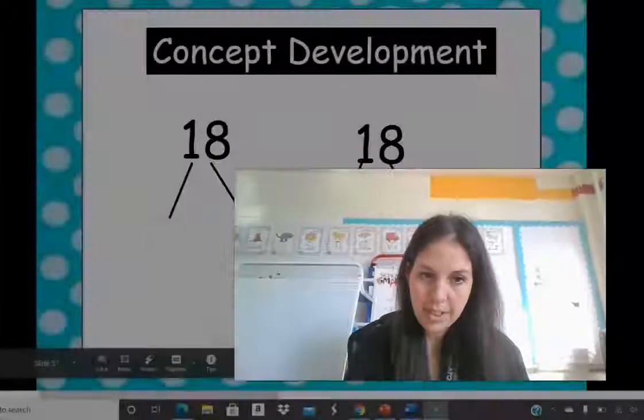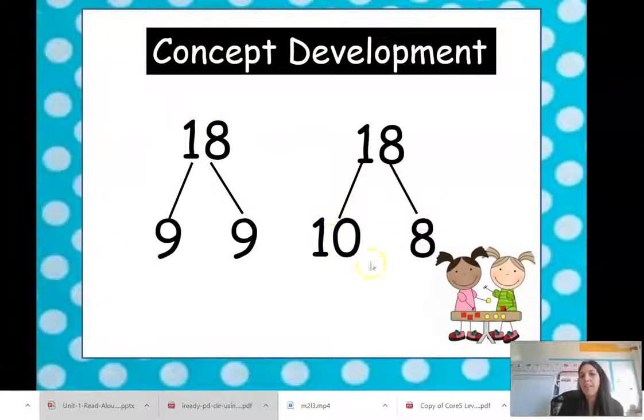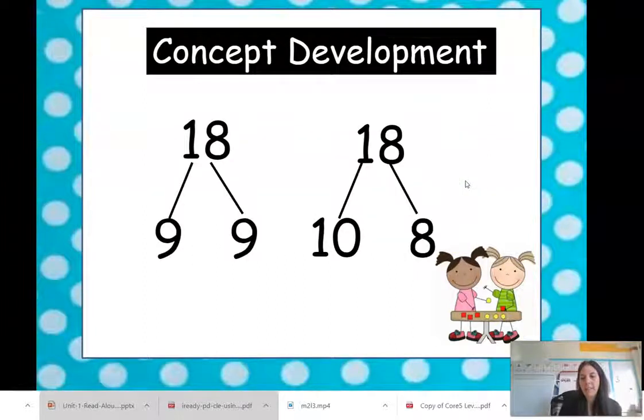Back to our PowerPoints. So we have 9 plus 9 equals 18, or we have 10 plus 8.